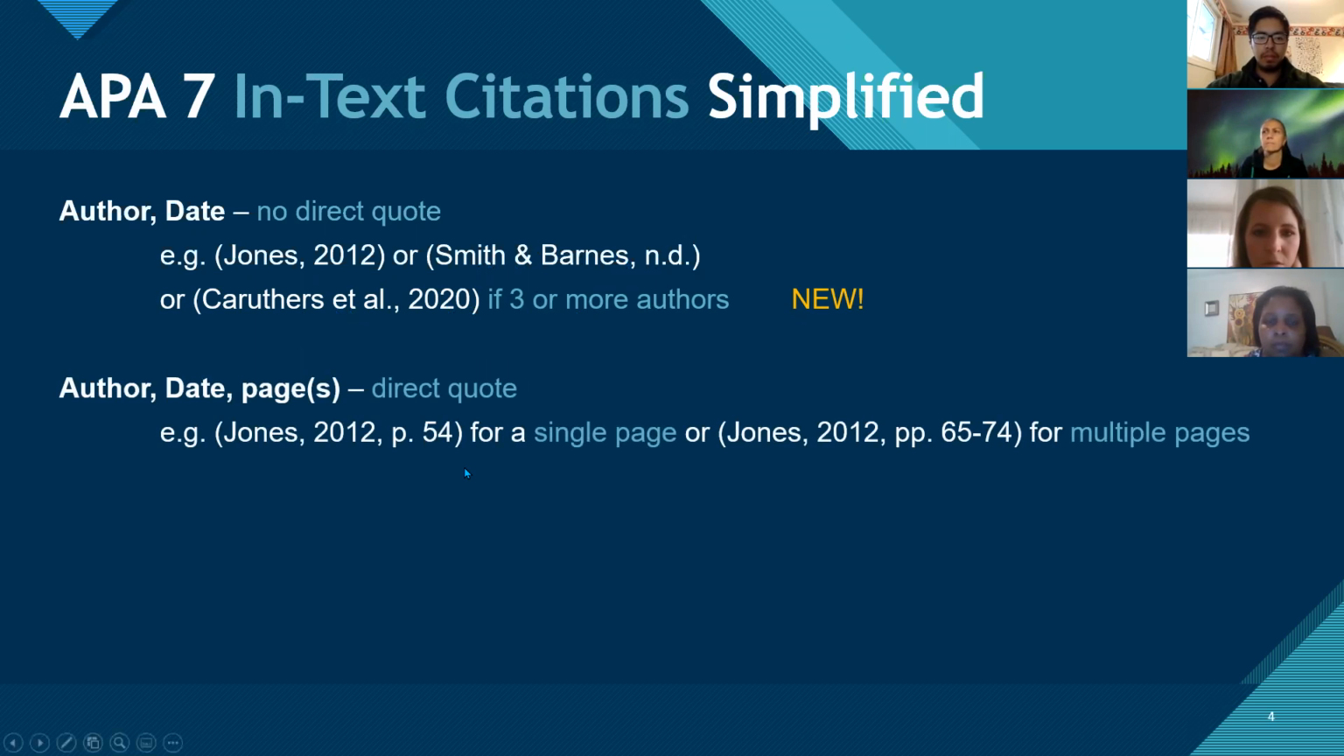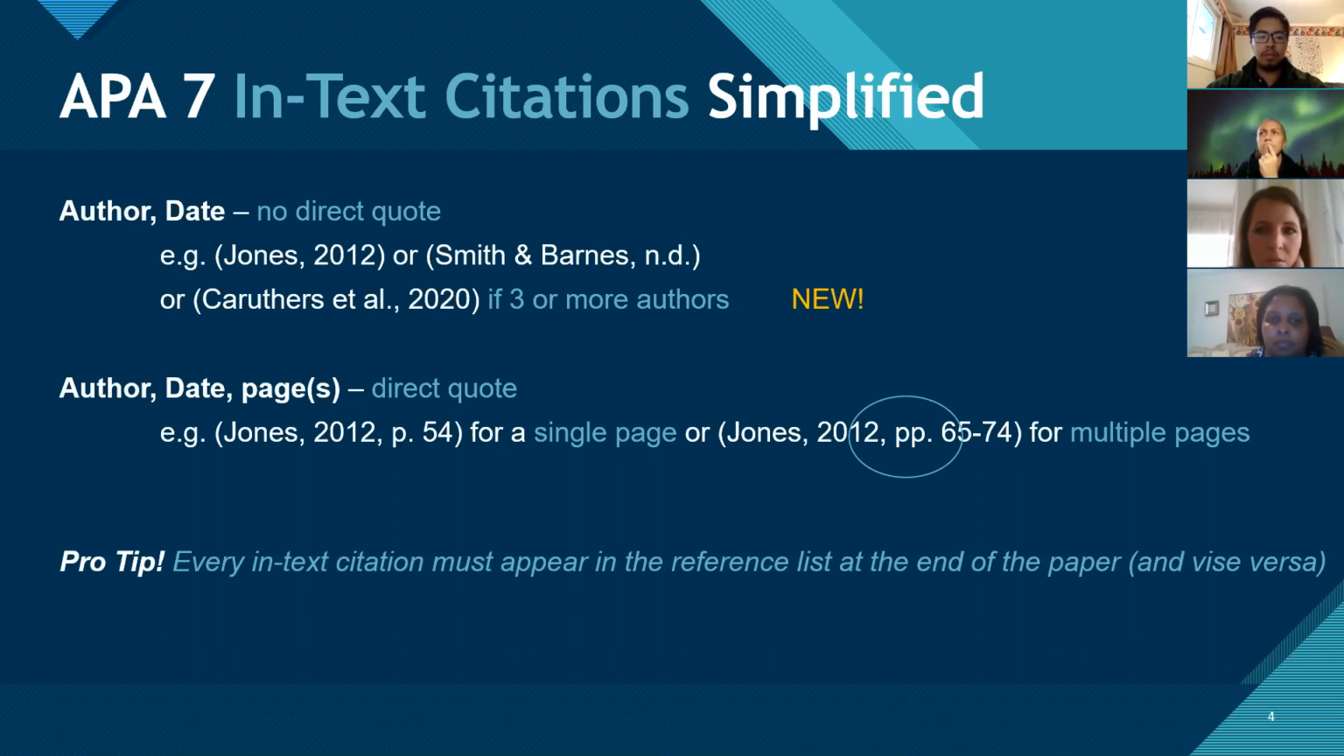If you are using a direct quote, the only difference is you can add your page numbering. For a single page, it's a single p. For multiple pages, it's pp. And pro tip, every in-text citation must appear in your reference list at the end of your document, and vice versa.